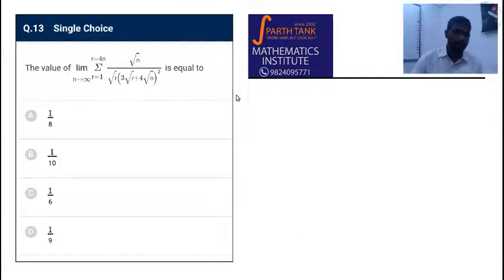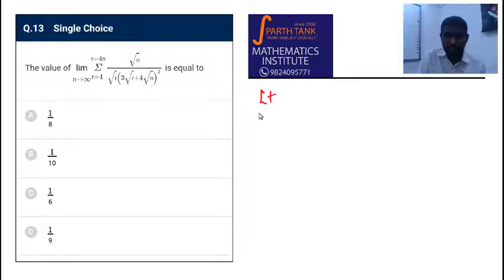Okay, question number 13. Now, what is this problem? Limit n tends to infinity, summation of r equal to 1 to 4n, square root of n by root r (3 root r plus 4 root n) the whole square. Looks completely unbelievable how to make this summation, but all this limit n tends to infinity should point you to the fundamental theorem of integration, right? Integration as the limit of a sum.